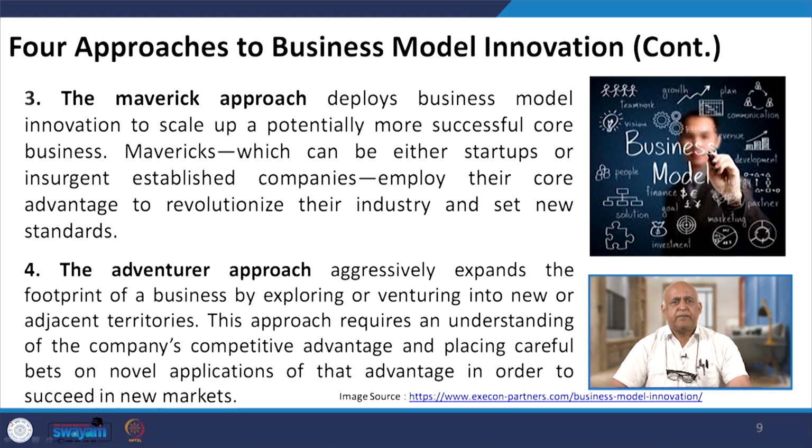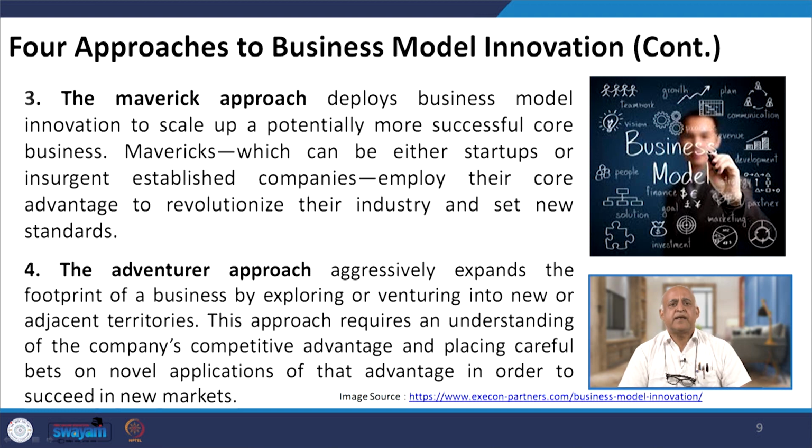The third approach is the maverick approach. When we talk about the maverick approach, it deploys business model innovation to scale up a potentially more successful core business, and the mavericks can be either startups or insurgent established companies. Here we will find organizations which have high potential, but their successful core business is there. So here it is better to adopt the new practices of the mavericks, which can be either startups or insurgent established companies. They employ their core advantage to revolutionize their industry and set new standards.